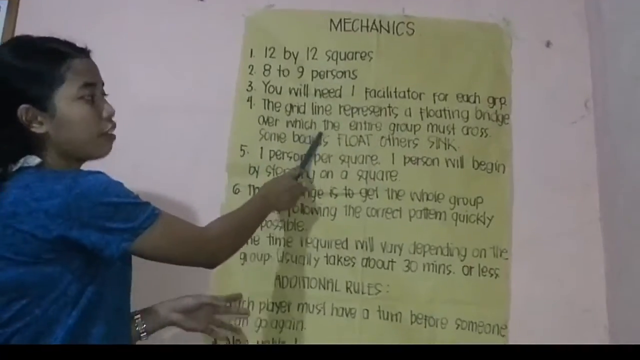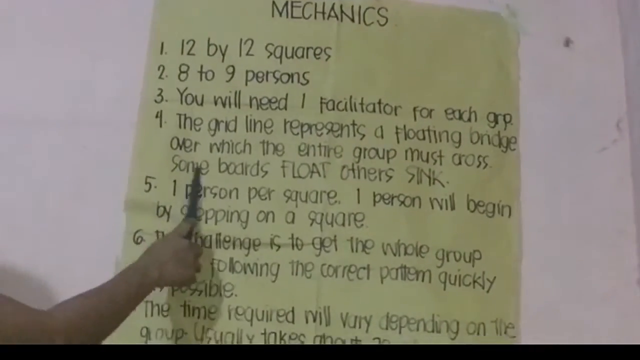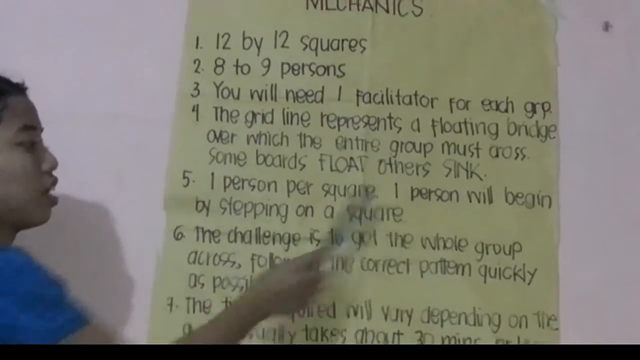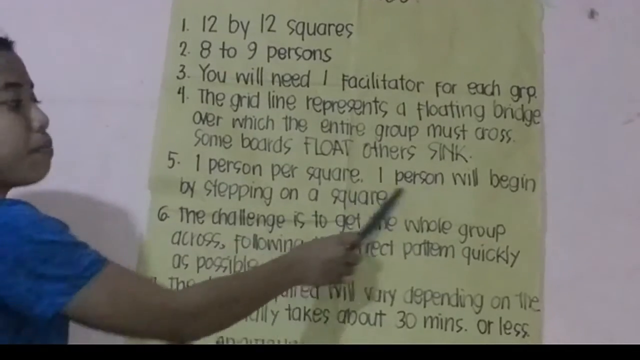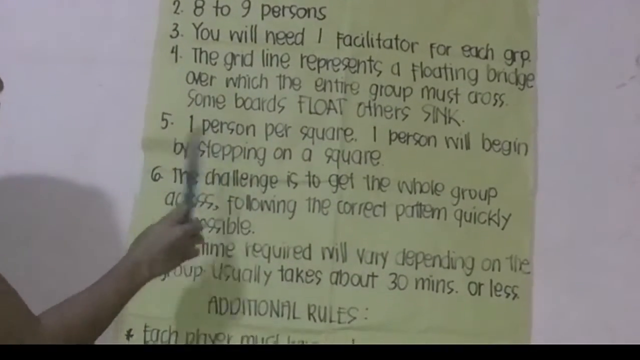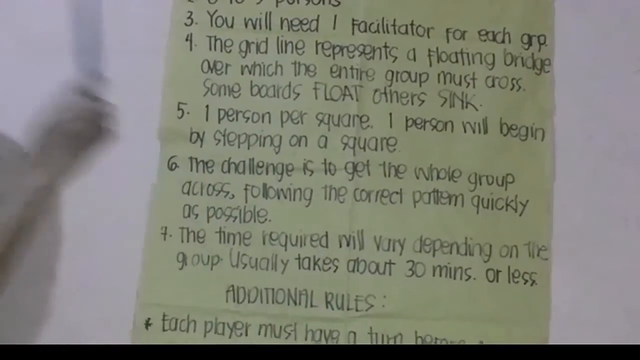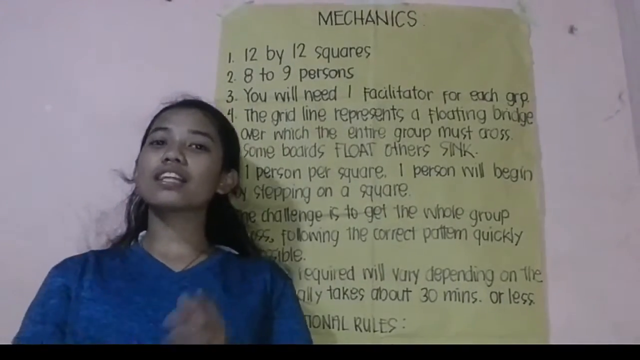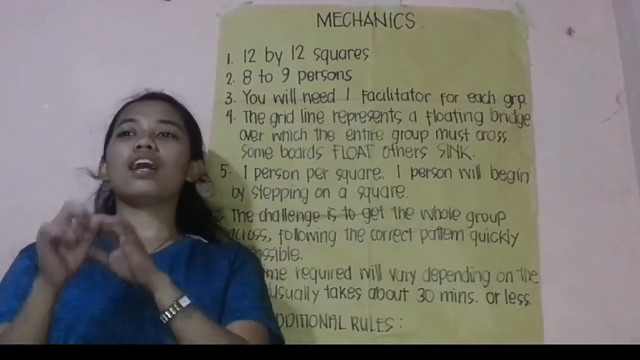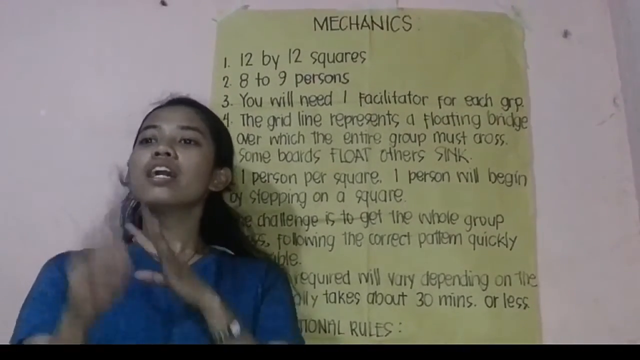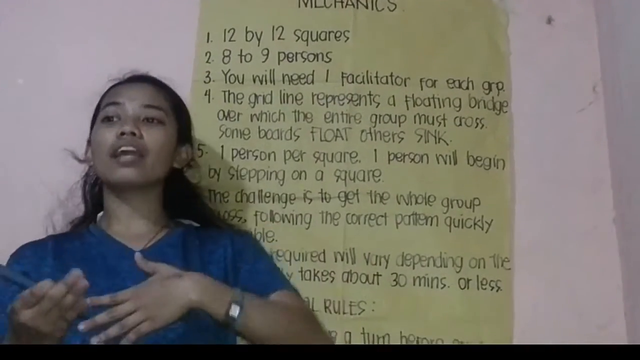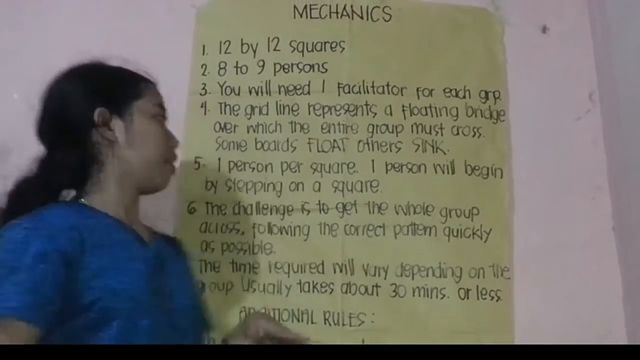The grid line represents a floating bridge over which the entire group must cross. Some boards float, others sink. One person per square. One person will begin by stepping on a square. If it's correct, the facilitator will tell you so, then you can make a second step. If it's incorrect, the facilitator will buzz you, then you have to go back to the end of the line and let the other members try.